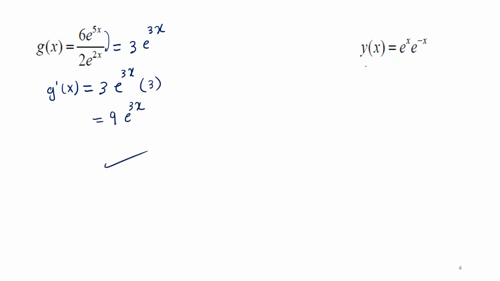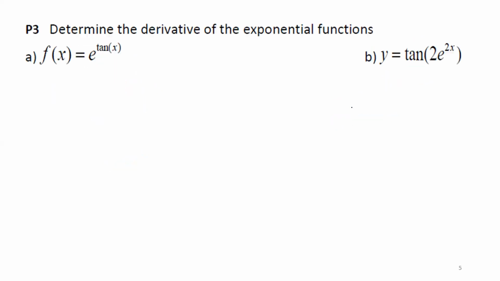Very easy, very simple. This one, multiply first. So y of x is equal to e power x plus negative x, which is 0, and e power 0 is 1. So the derivative of 1 is equal to 0. The derivative of any constant number is 0.